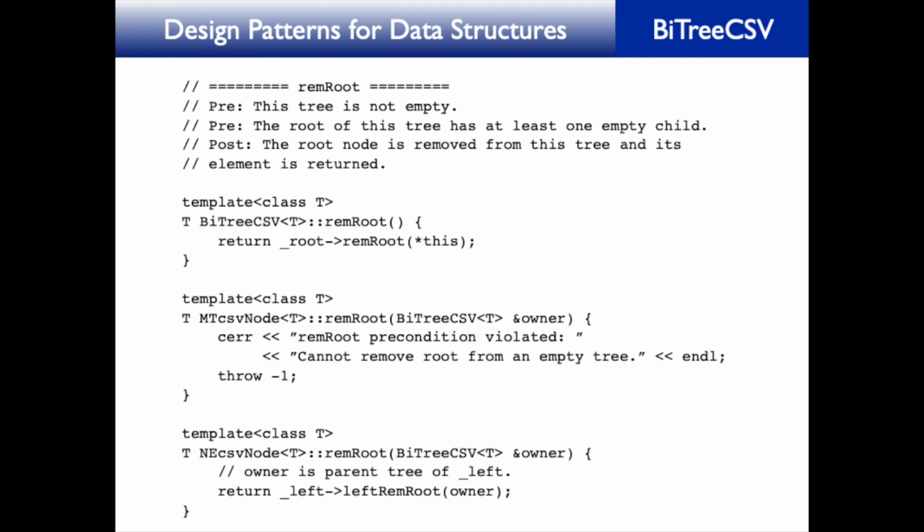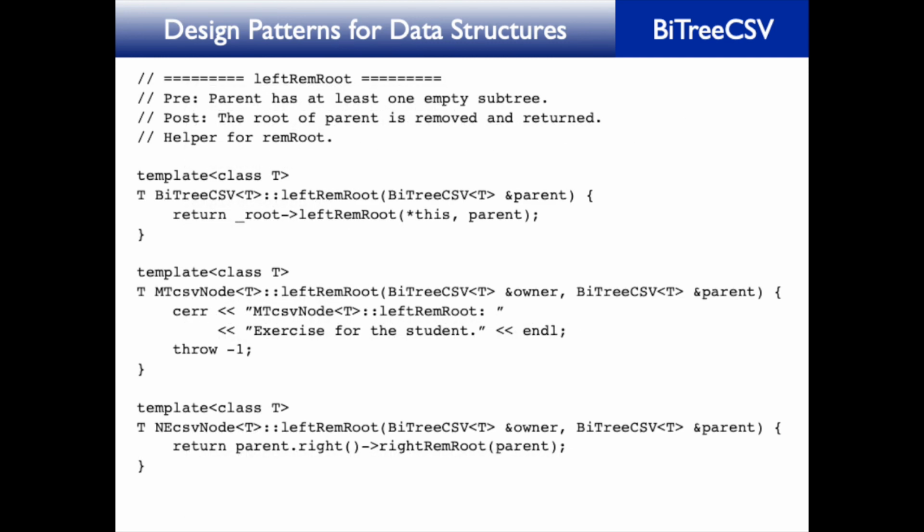And because it's calling underscore left arrow left remroot, that takes us into the environment of the left subtree of the original tree. So now let's take a look at the left remroot code. So here we see that the precondition is that the parent has at least one empty subtree, and the postcondition is that the root of the parent is removed and returned. And another little note that this is a helper for remroot.